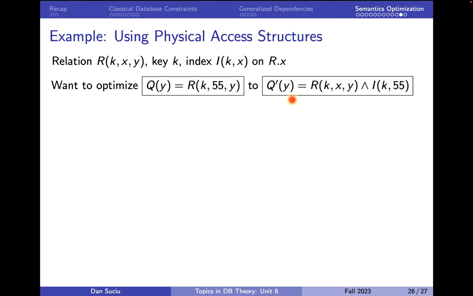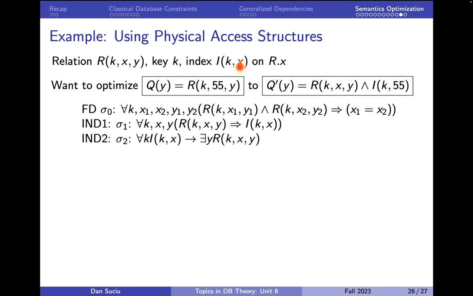Okay, so all I want is logically to be able to rewrite this into this. For that, I need to say stuff about the index. I need to say that K is a key in R, which we know how to do. And we say that I is an index by asserting two implications, two inclusion dependencies. Everything in R is in the index, and everything in the index appears in R as well. This is an important message. These physical access structures for databases can be described in a logical way.